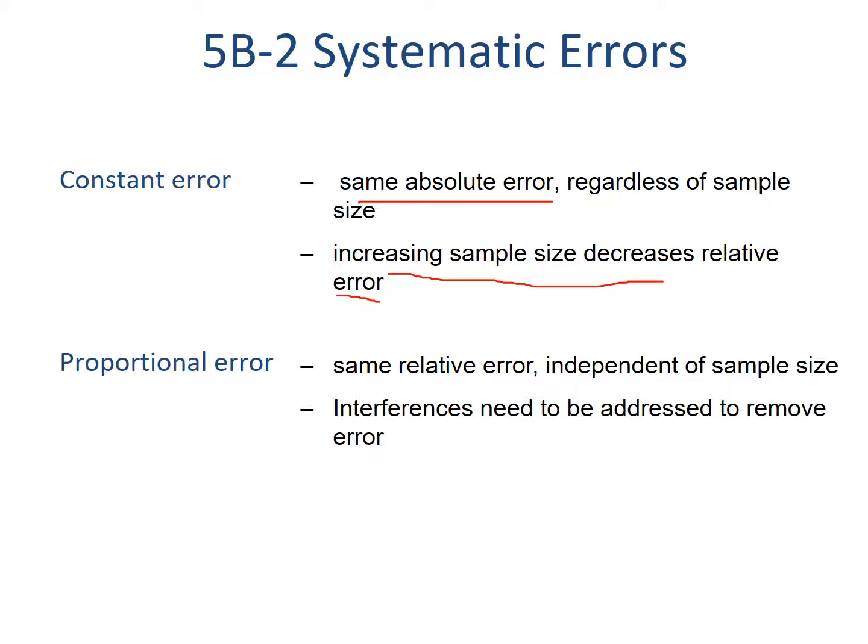If we have proportional error, though, it's always going to have the same relative error no matter what the sample size is. And so there we actually have to remove the source of the error in order to get better data.